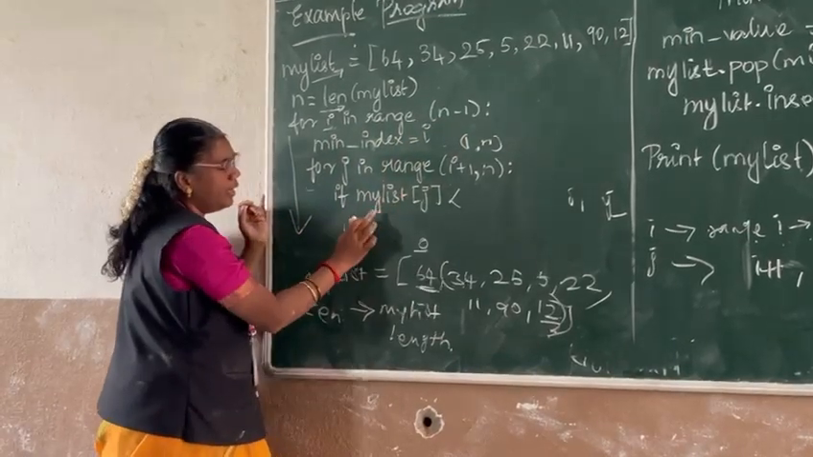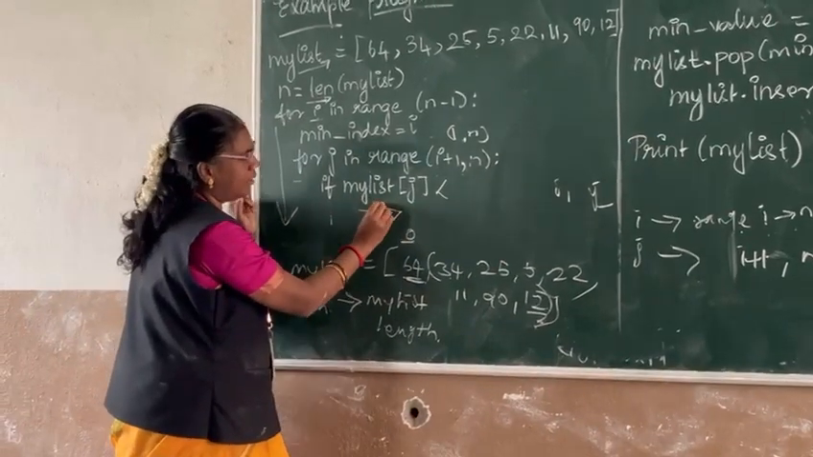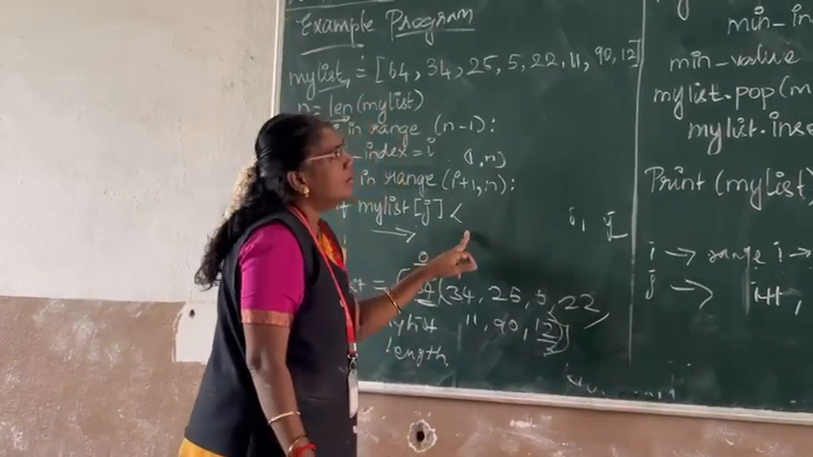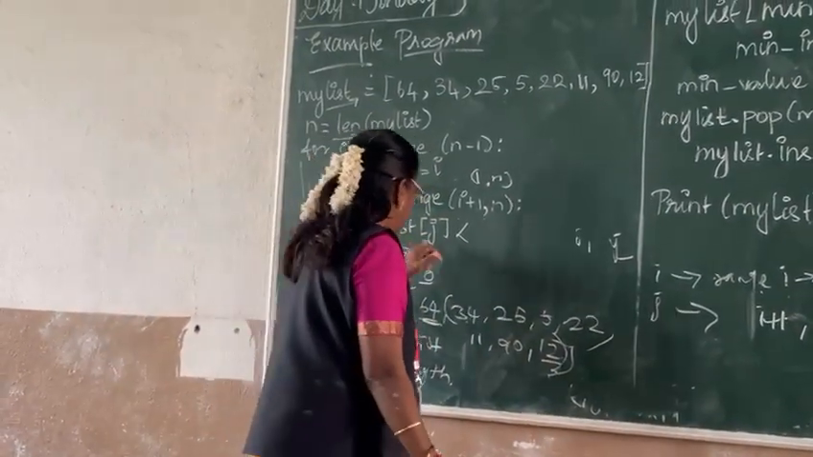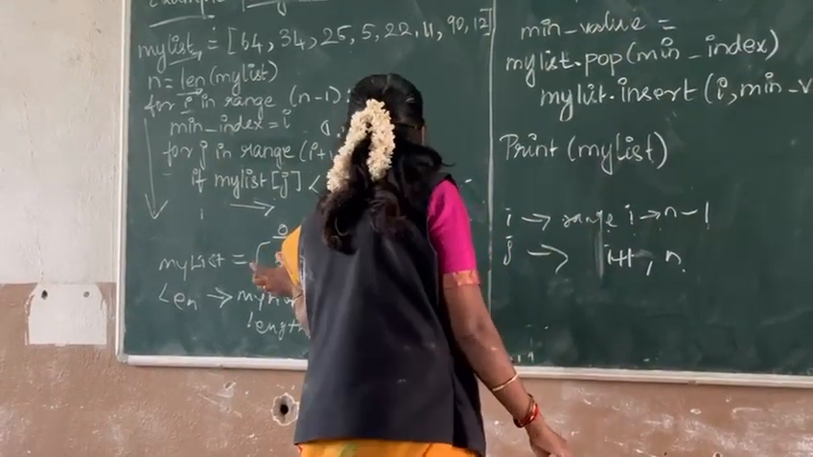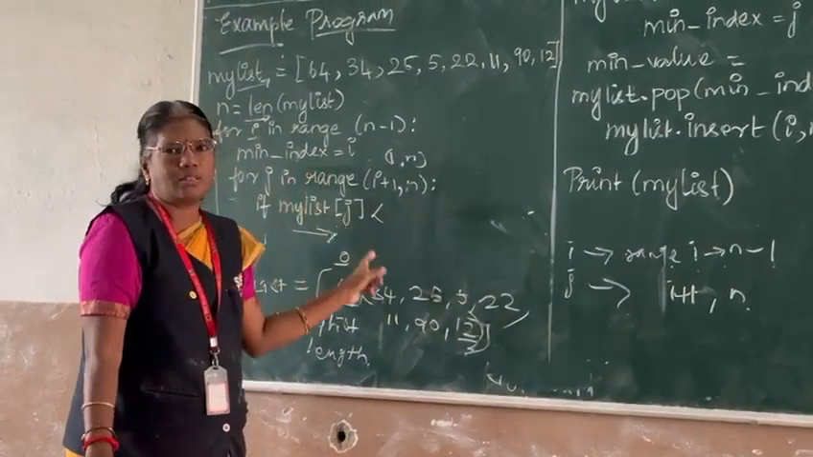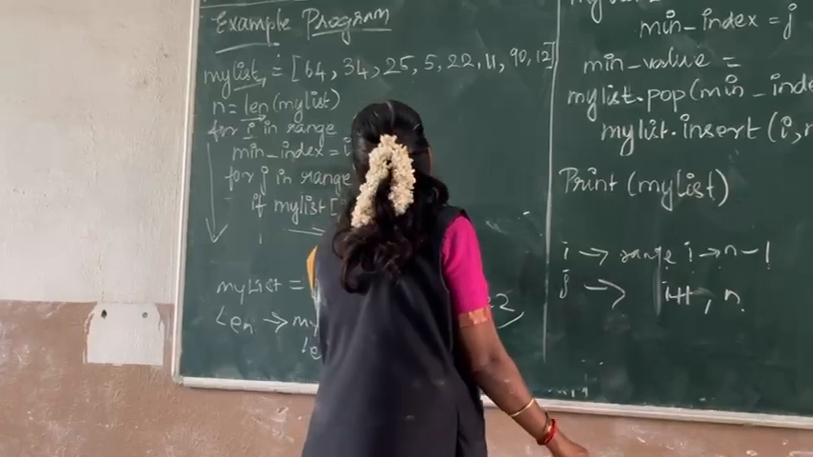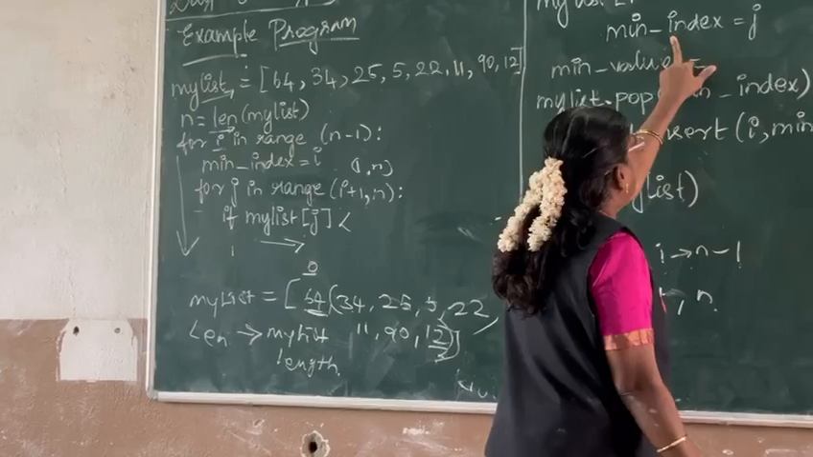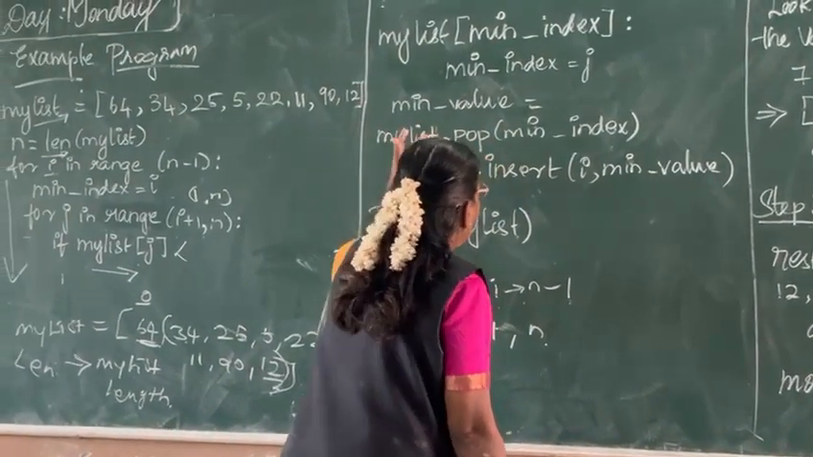These are the two loops. In that loop, check the condition: my list of j is less than my list of minimum index. That is, first of all compare with the smallest value. The smallest value is at the minimum index. If my list of j is less than my list of minimum index, and the condition is satisfied, then initialize min index equal to j. Then remove that minimum value element.